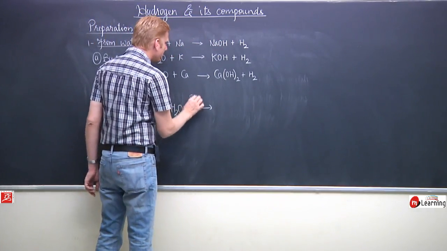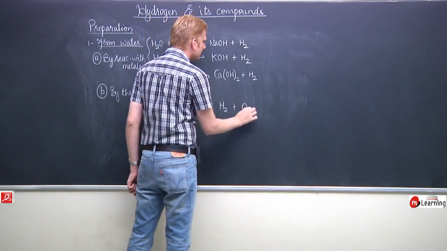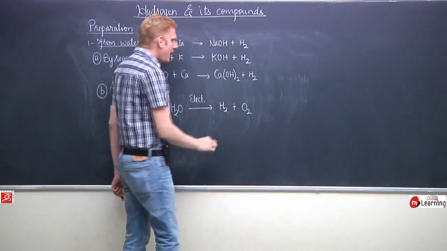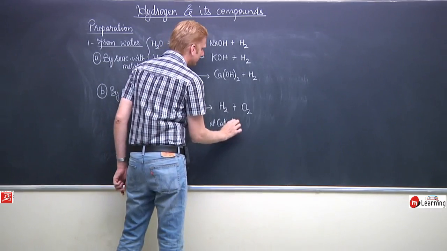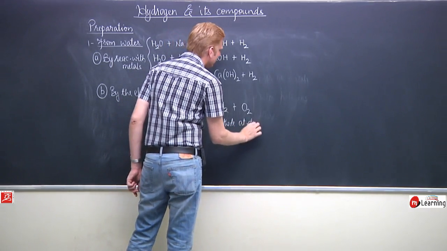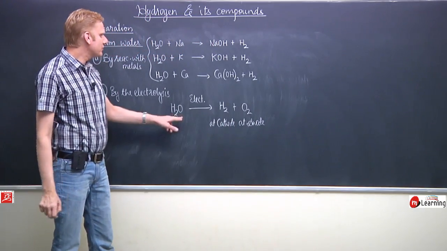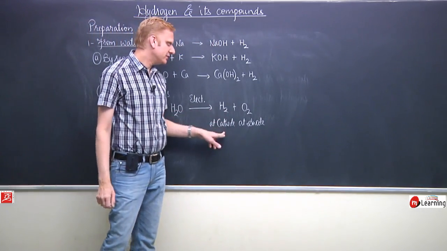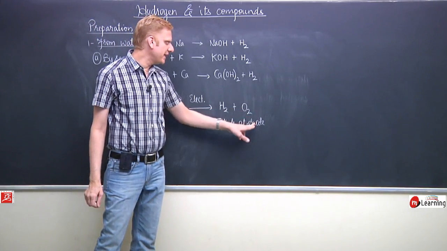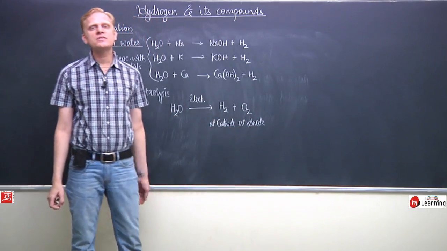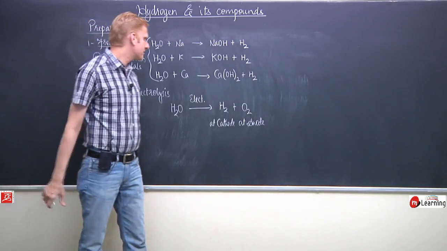The electrolysis of water gives hydrogen and oxygen gases at cathode and at anode respectively. Hydrogen obtained at cathode is due to the reduction of H plus ions. Oxygen obtained at anode is due to the oxidation of hydroxide ions, H plus and OH minus.